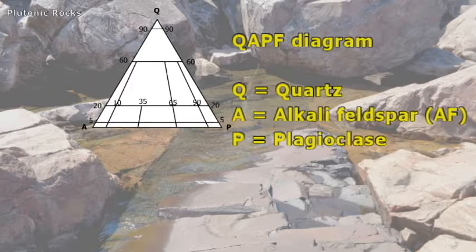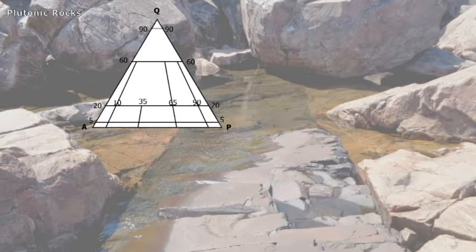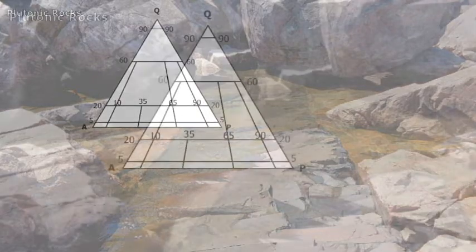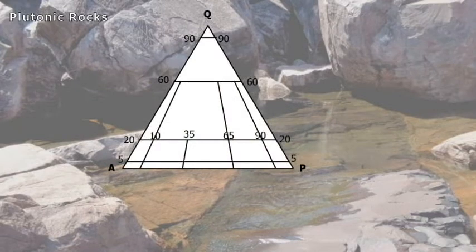Q is quartz, A is alkali feldspar, and P is plagioclase. You're going to plot relative percents. We're going to do the F's here in a minute, but before we can do the F's, I want you to see the numbers here are the percentages. And as you can see, like quartz at top, that would be 100% quartz. If you had 100% alkali feldspar, you'd be here. If you had 100% plagioclase, you'd be here.